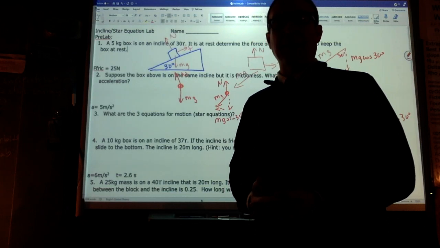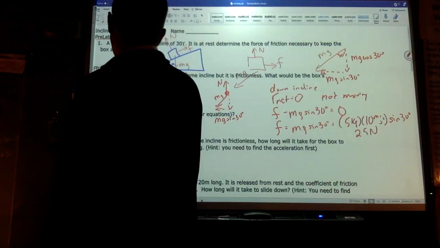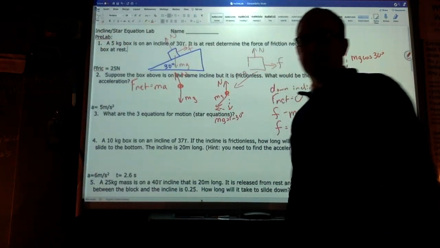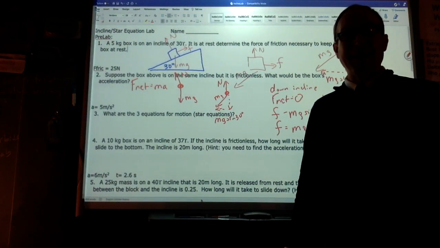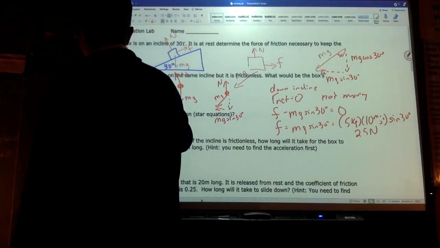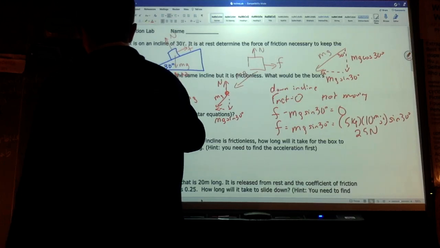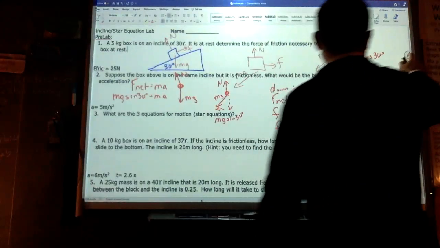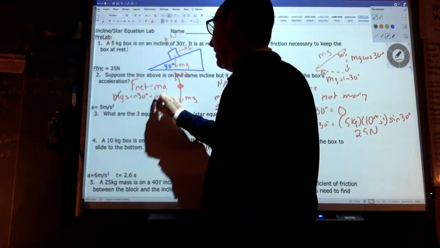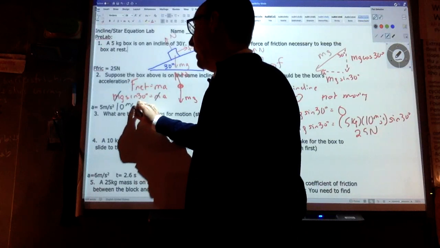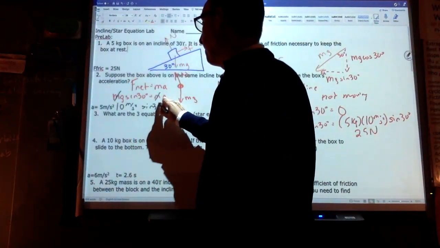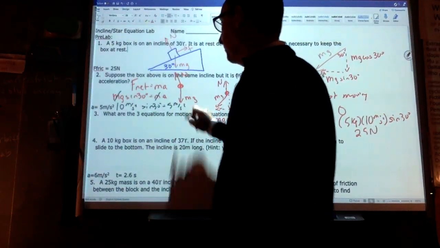Now my Fnet has changed. There's nothing to balance this weight. So it's going to be Fnet equals ma. I'm going to take the direction of the acceleration to be positive. In this case, it's going to be down the incline is positive. So I have mg sine of 30 is equal to ma. It turns out that the masses cancel out. And so I have 10 meters per second squared times sine of 30, which is 5 meters per second squared.